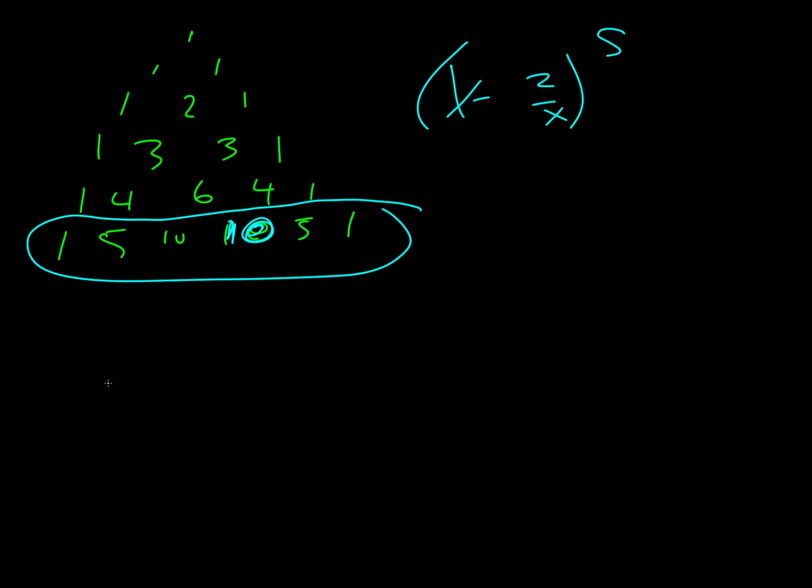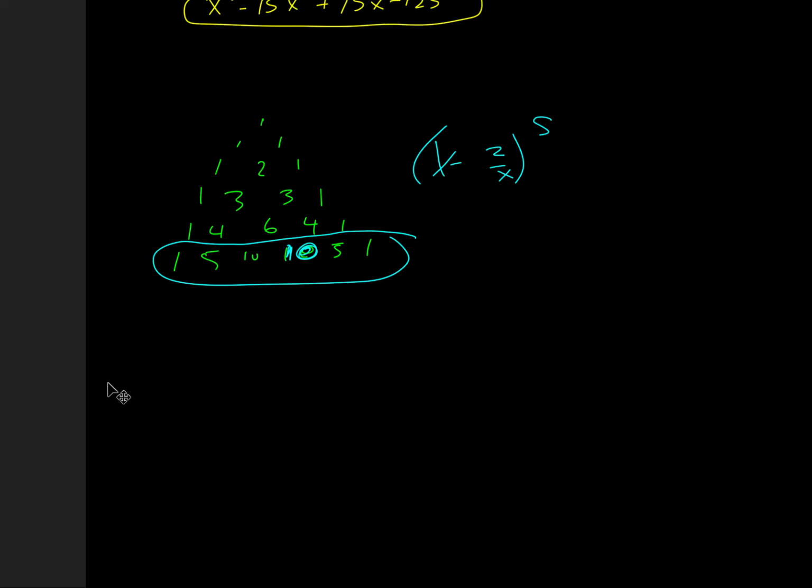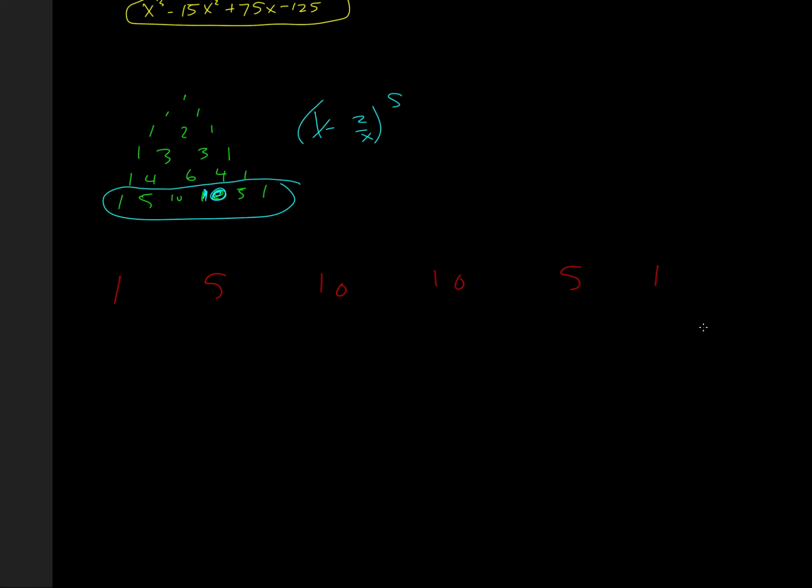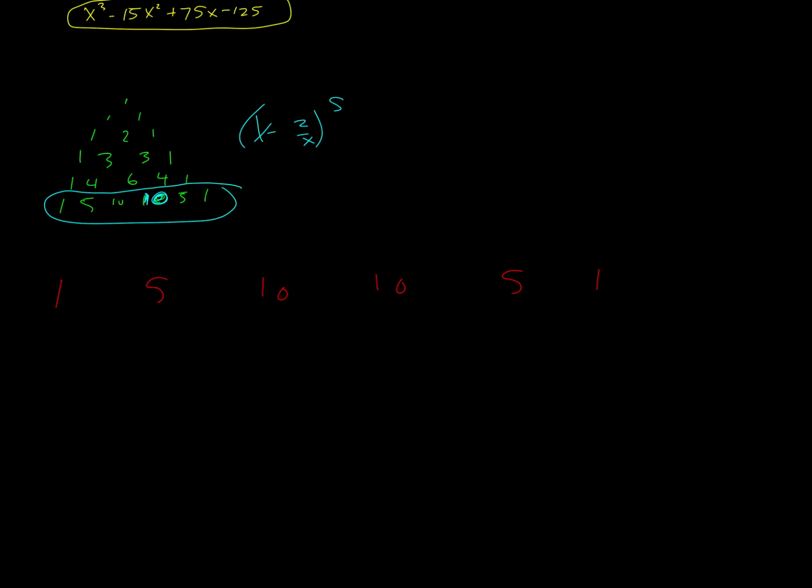Okay. So I'm going to zoom out just a little bit so we can write this spaced out a little bit better. So 1, 5, 10, 10, 5, 1. Okay, so we start with the first piece, which is just x, and we start at the exponent. So x to the 5th, x to the 4th, x to the 3rd, x squared, x, no x.